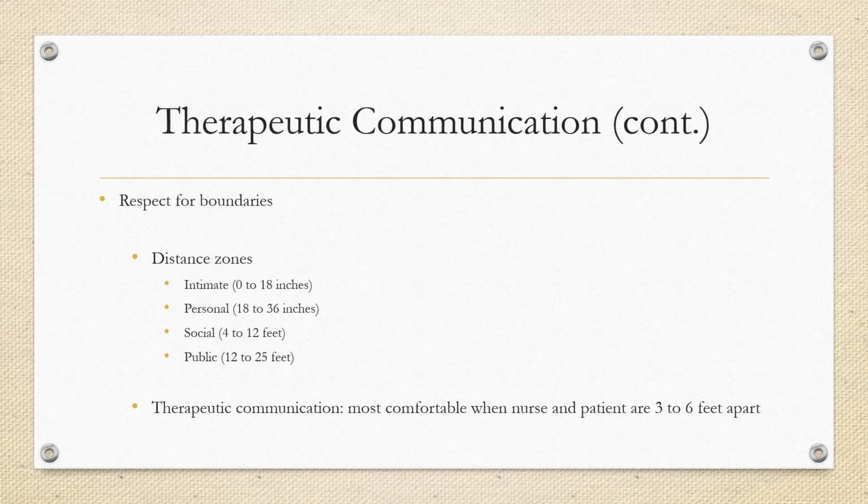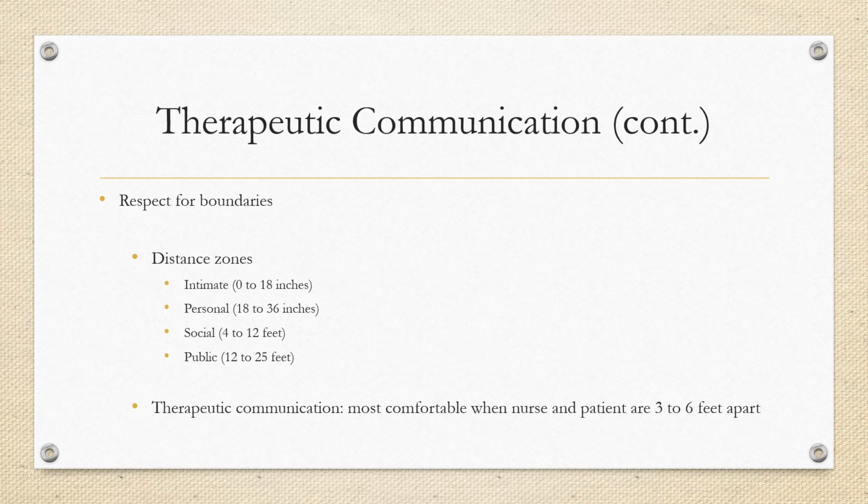The intimate zone is about 0 to 18 inches between people. This can feel threatening and cause anxiety. The personal zone is 18 to 36 inches between people. It's usually comfortable for family and friends who are sitting around talking.